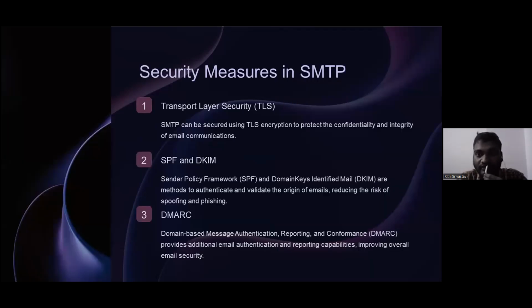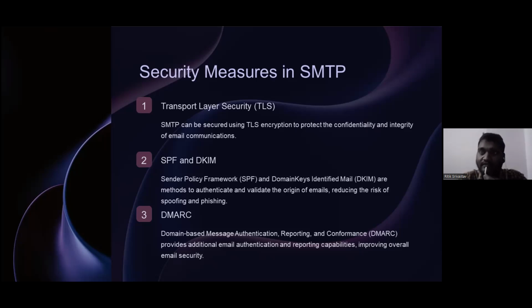So what are the security measures in SMTP? The first is TLS, which is Transport Layer Security. It secures and encrypts our messages between the client and the server, between the recipient and the sender. And second are SPF and DKIM, which are Sender Policy Framework and DomainKeys Identified Mail. These are methods to authenticate and validate the origin of emails, reducing the risk of spoofing.